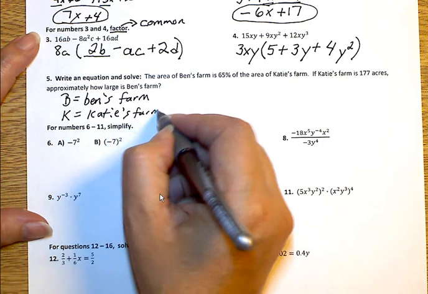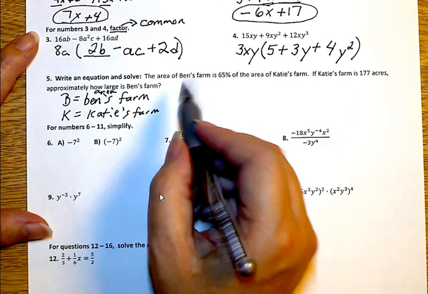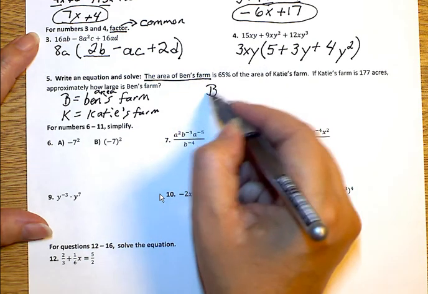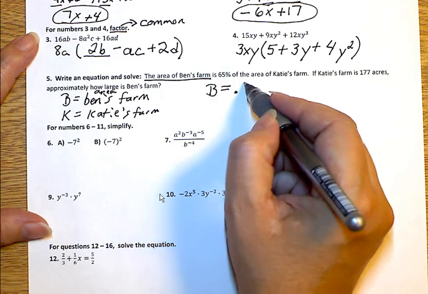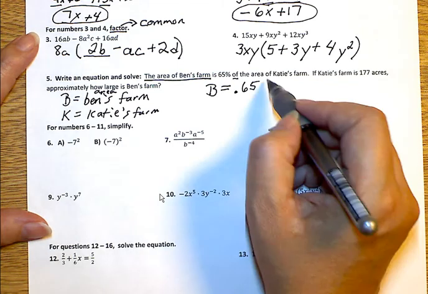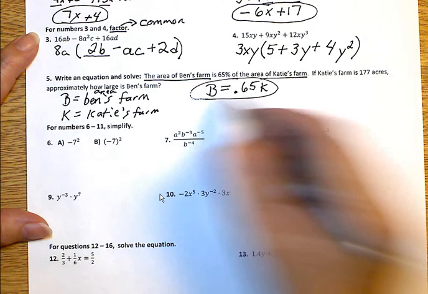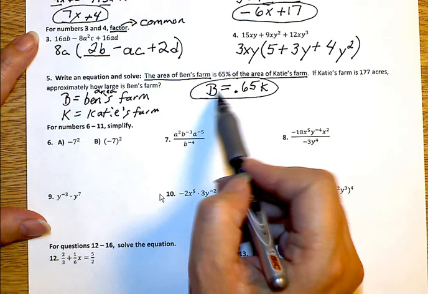And that is going to be the area, remember, that we're doing, so the area of them. So then you go back and you read it. It says the area of Ben's farm, so that's our B, equals 65%, so 0.65 the area of, what does of mean? Multiply. Of Katie's farm, so we have a K. That is our equation that you're going to have to write for the equation line, because it asks you for an equation and then it asks you for the solution. Alright, you also have to identify your variables.